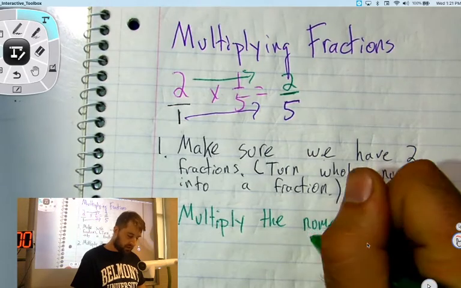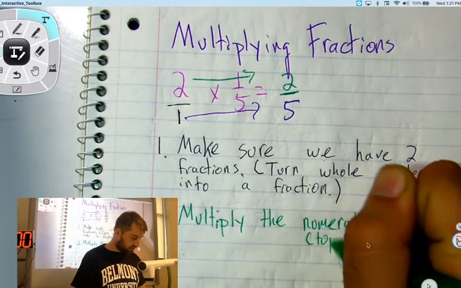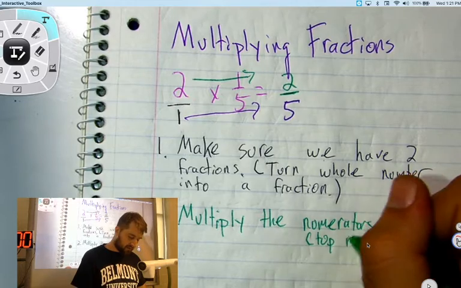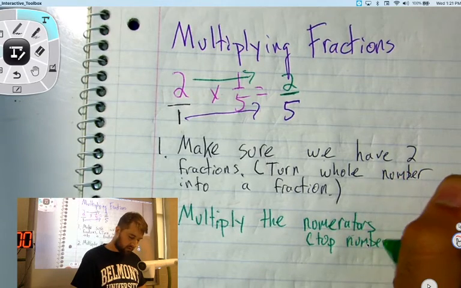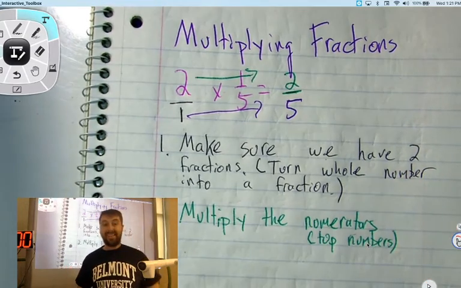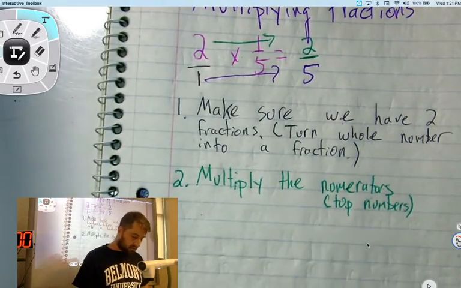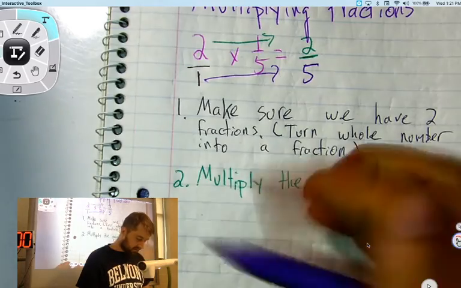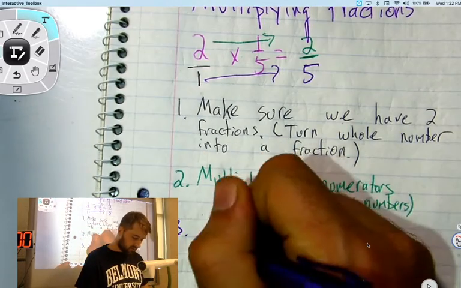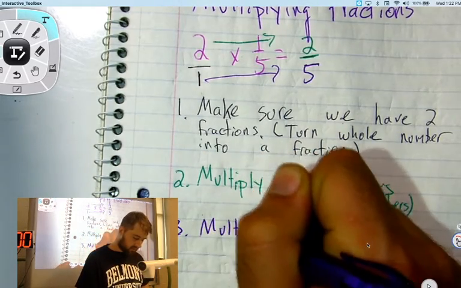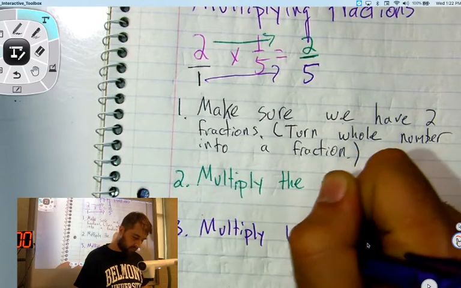This is where we did 2 times 1. I'm just going to put in parentheses that they are the top numbers. And then our third and final step when multiplying fractions was just to multiply the denominators, or the bottom.